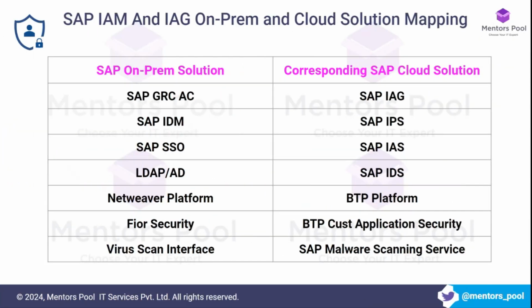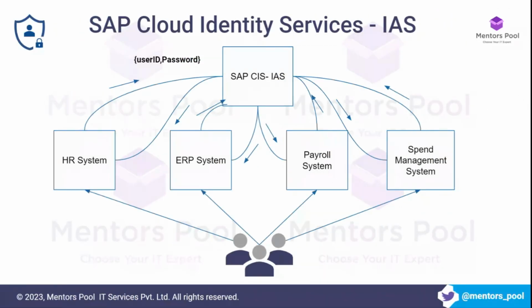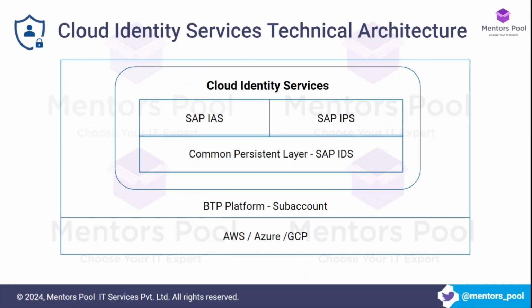Okay, so we also looked at what all different security solutions we have in on-premise and corresponding cloud solutions. We looked at the modern IAM where we have IAS, which is helping in the same way for all SAP cloud systems. We looked at some architectural point of view, how technically the IAS, IPS and IDS look like, where we found IDS was a common persistence layer for IAS and IPS both. Okay, which is Identity Directory Service, and this is the whole reason why SAP clubbed IAS and IPS in one system, because they wanted to have a single persistence layer for both of them.